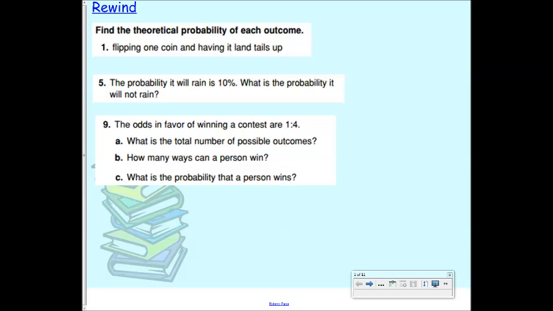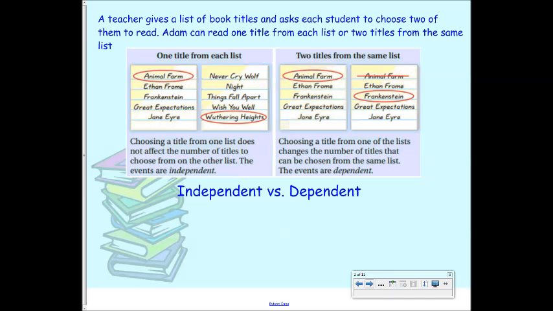All right, so a teacher gives a list of book titles and asks each student to choose 2 of them to read. Adam can read 1 title from each list, or 2 titles from the same list.